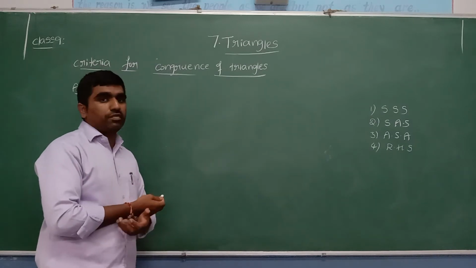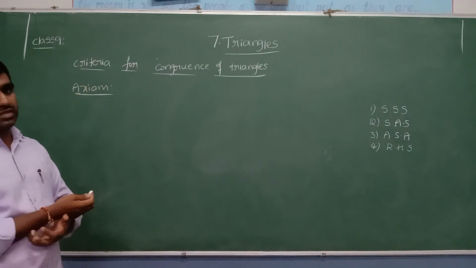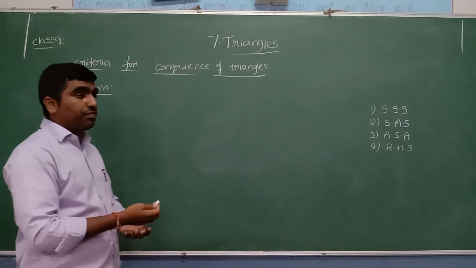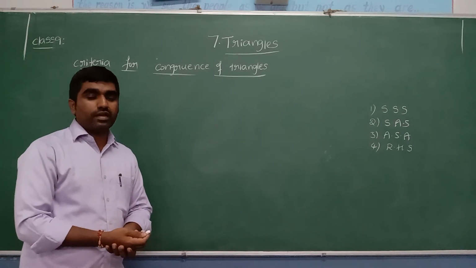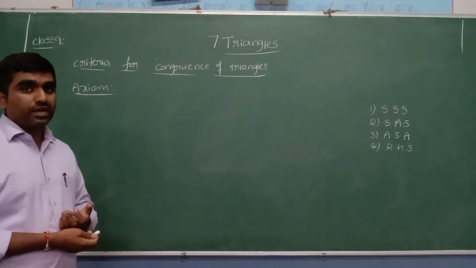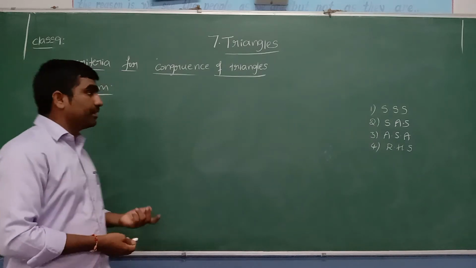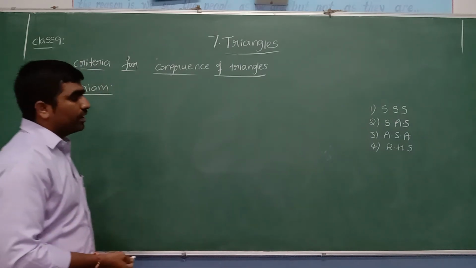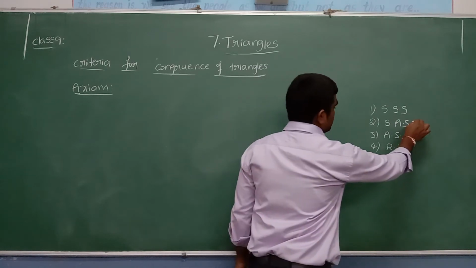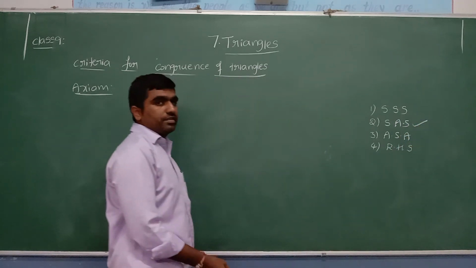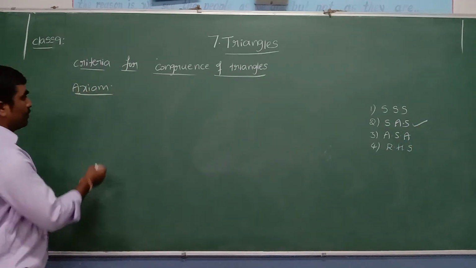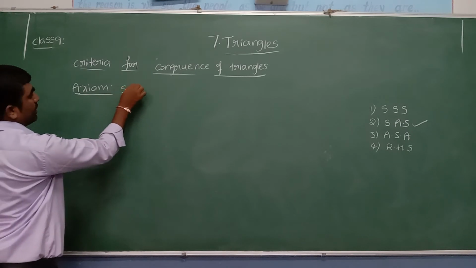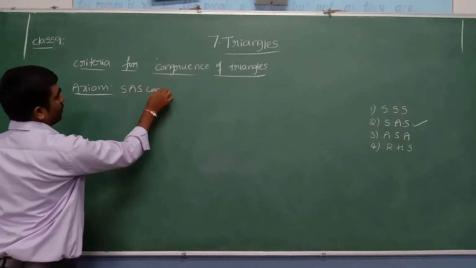So here some are axioms and some have proofs. If they have proof, it is called a theorem. Like a universal truth, if proof is not required, they are called axioms. Now let us see one axiom, which is the SAS axiom. It is a universal truth which has no proof. So let us see the SAS congruence rule.